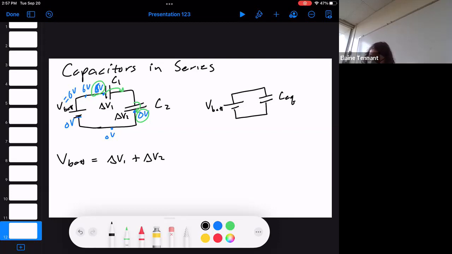What can I say about the potential difference across this capacitor? Maybe in terms of the voltage of the battery.